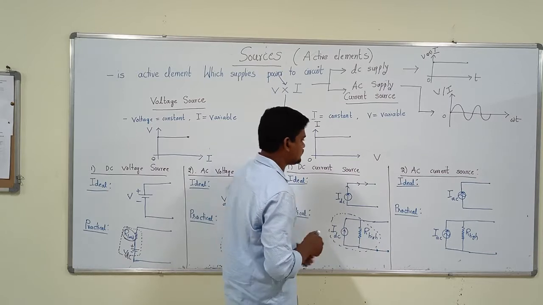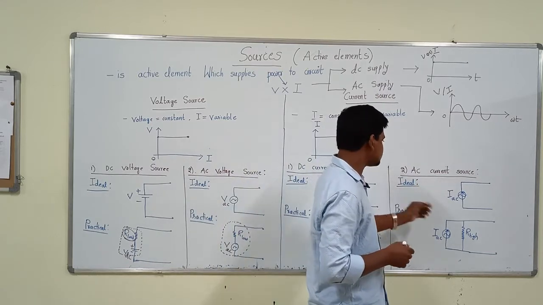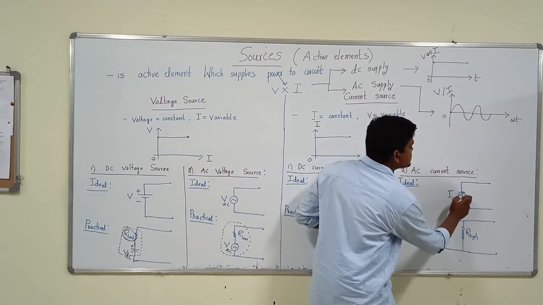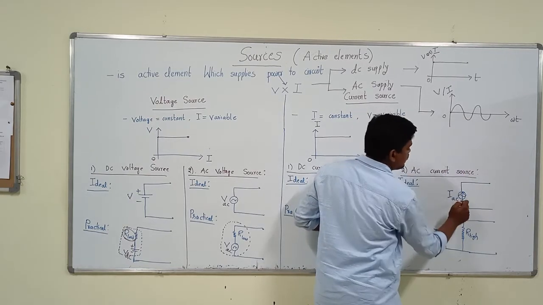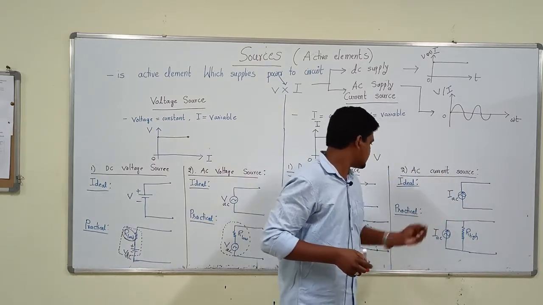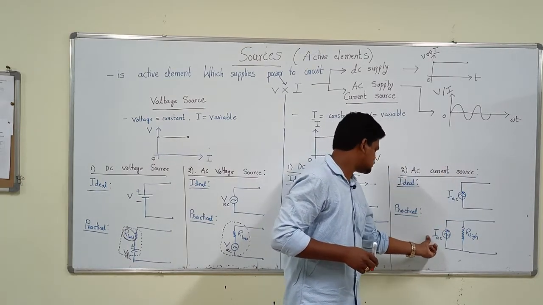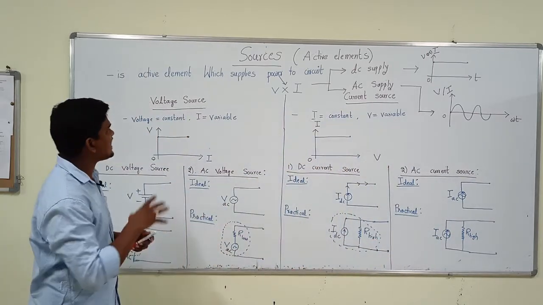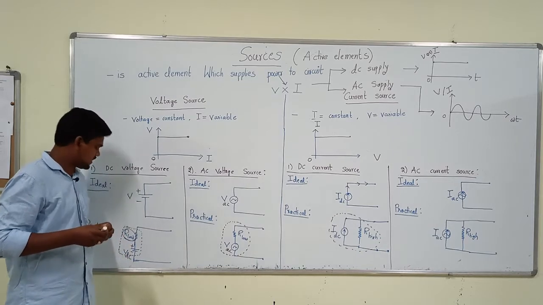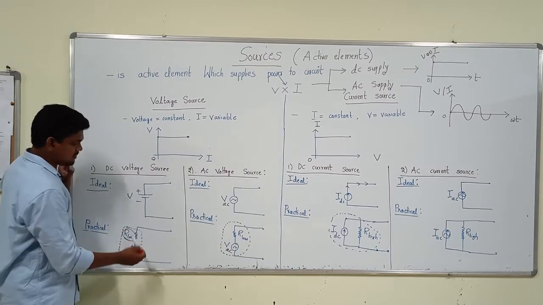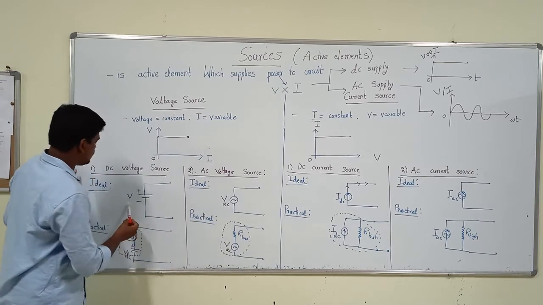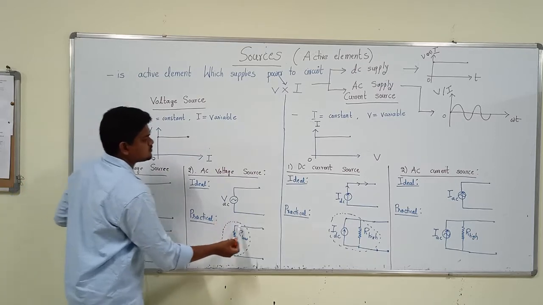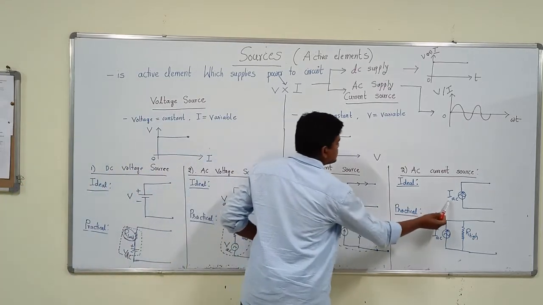That is the difference. The AC current source symbol is the same as this, but we represent it again with a sinusoidal waveform here. Look here, this is a sinusoidal waveform: the AC current source. A practical AC current source is the same as the DC source, it has a high resistance. These are the general classification of the sources. You have to remember these symbols.